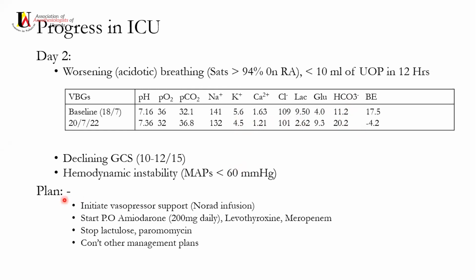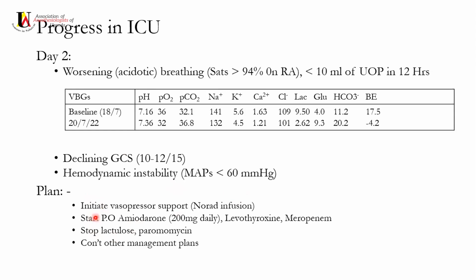So I'll move on. In addition to the worsening acidotic breath, the patient's GCS continued declining. At this point in time, he was scoring about 10 to 12. And then he developed hemodynamic instability with mean arterial pressures falling below 65 millimeters of mercury. So we were compelled to initiate him on vasopressor support. We started with a noradrenaline infusion at low doses of 0.05 mics per kilo per minute.